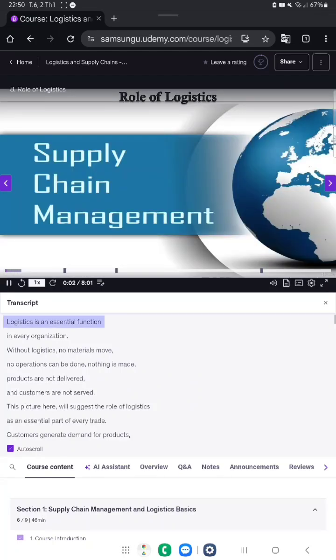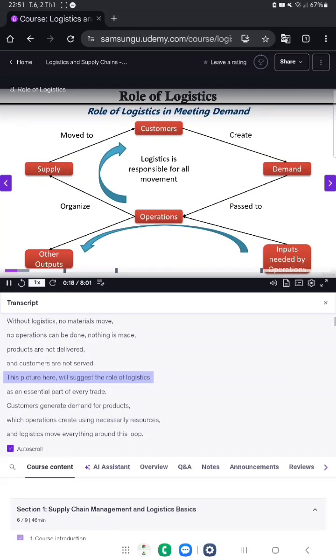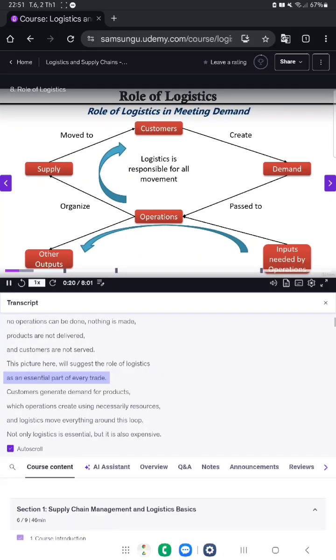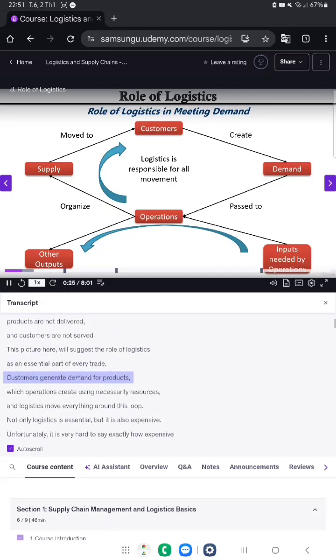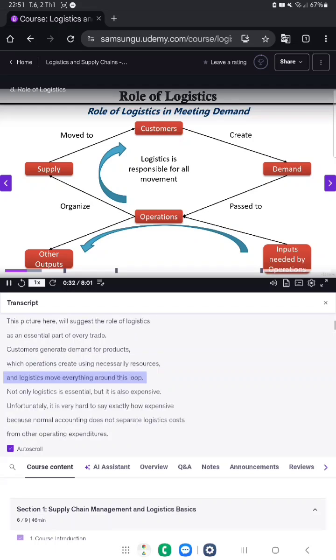Logistics is an essential function in every organization. Without logistics, no materials move, no operations can be done, nothing is made, products are not delivered, and customers are not served. In this picture here, we suggest the role of logistics as an essential part of every trade. Customers generate demand for products, which operations create using necessary resources, and logistics move everything around this loop.